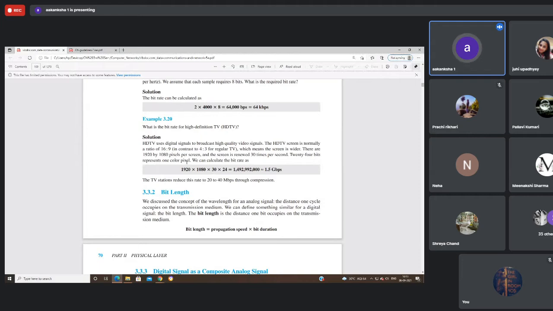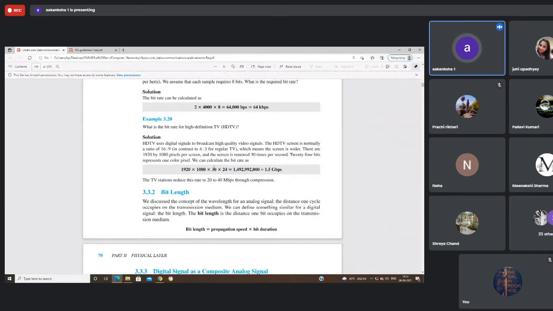24 bits are used for colored television. For every pixel, we use the RGB scheme, red, green, blue. For every color in the pixel, we use 8 bits. For red, 8 bits. For green, 8 bits. For blue also, 8 bits. So in all, for each pixel, we use 24 bits for color representation.